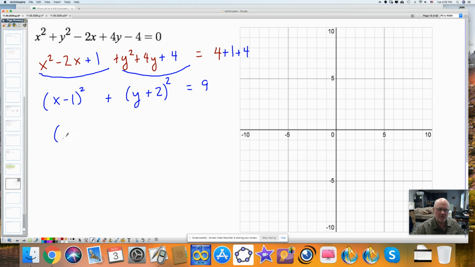So I know that from this, my h, k value, my center of my circle, is equal to 1, negative 2. And my radius is equal to 3. And I can draw that on the graph by going 1, negative 2, and using 3 as my radius. 1, 2, 3, 1, 2, 3, 1, 2, 3. And I can draw the circle, something like this.